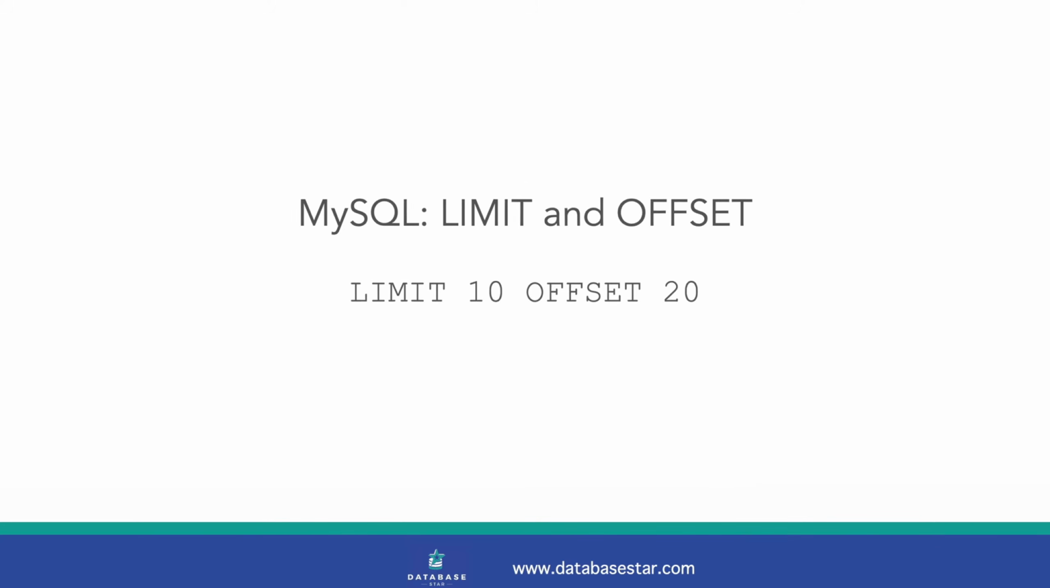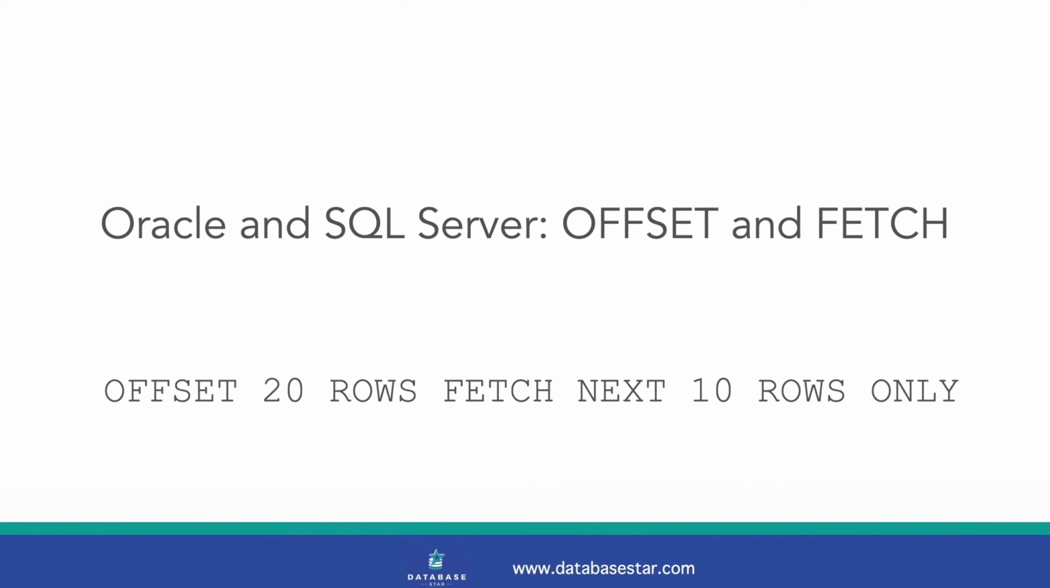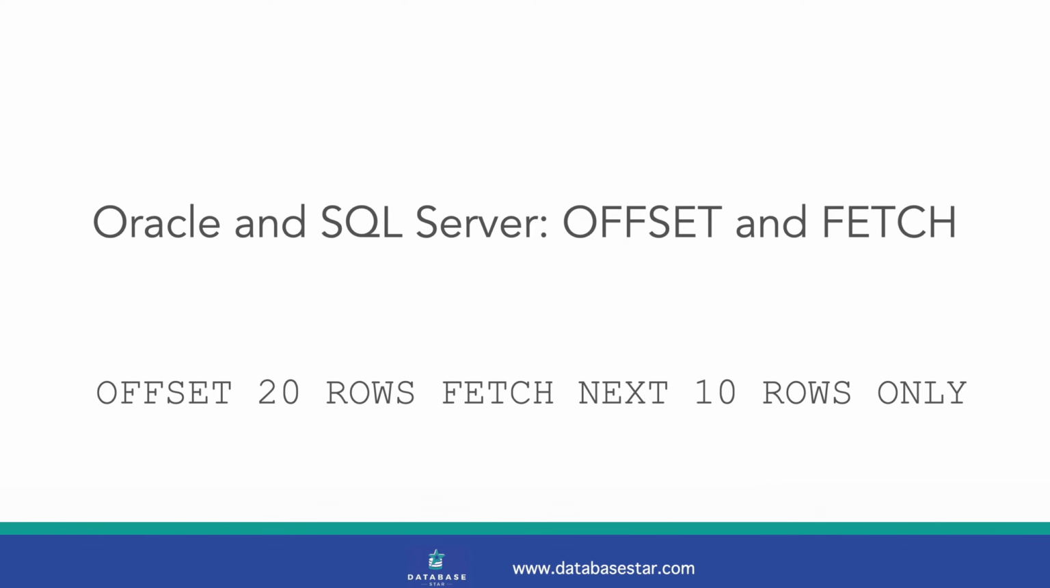offset 20. In Postgres, you can use the same limit and offset keywords, or you can use offset and fetch. The offset and fetch clause works in the same way. To show the third page of results, you would write offset 20 rows, fetch next 10 rows only. In Oracle and SQL Server, you would use this offset and fetch concept as well.